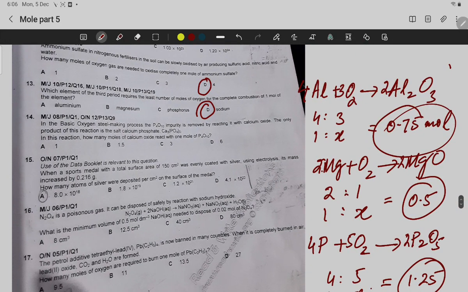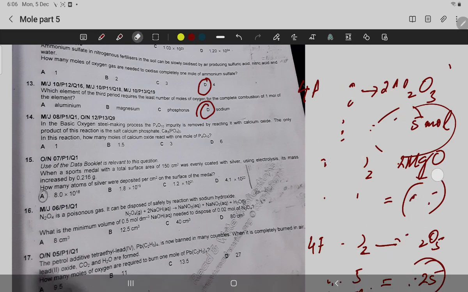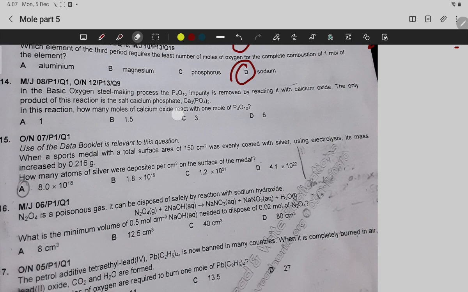In a basic oxygen steel making furnace, P4O10 impurity is removed by reacting it with calcium oxide. The only product of this is calcium phosphate. So let's calculate this reaction question. First write down the chemical equation.